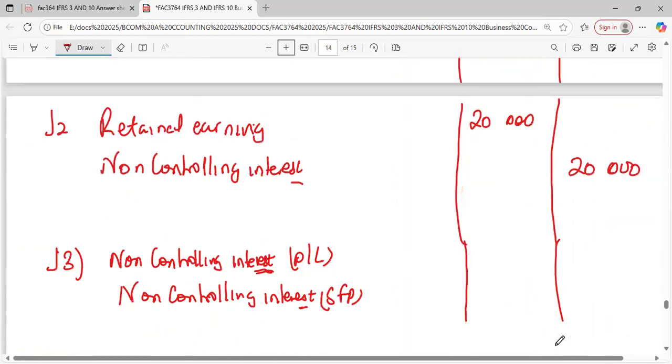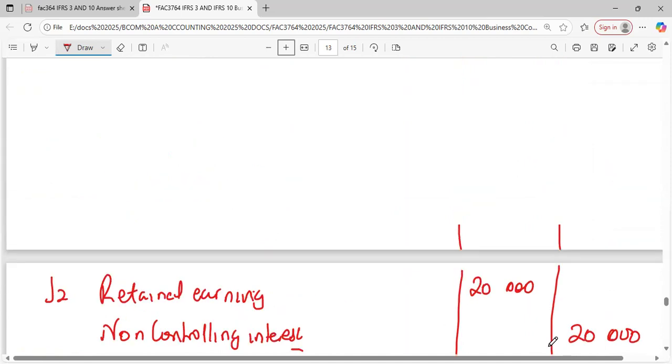So that's your other journal from the analysis. So I'm going to take 6,000 here, 6,000 here, right? So that's there. Then you go and look at the last journal.